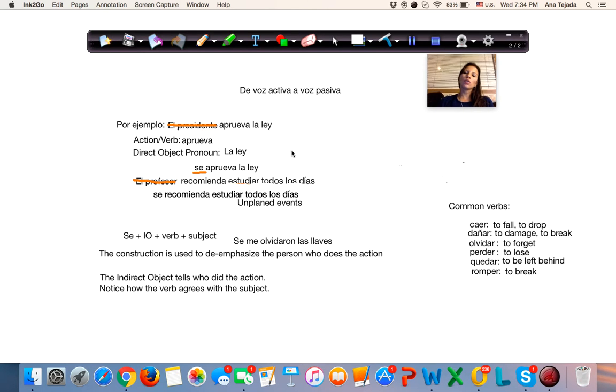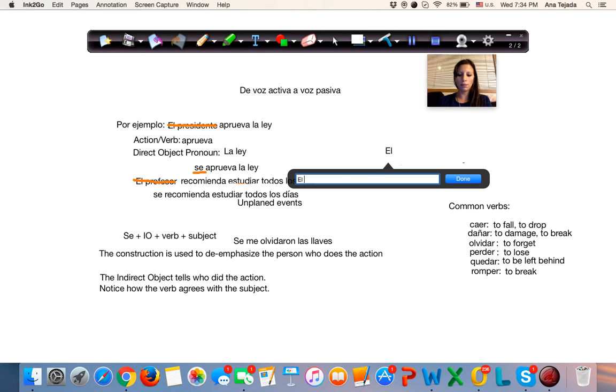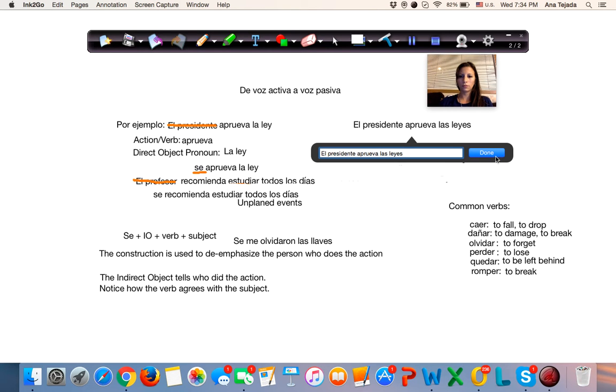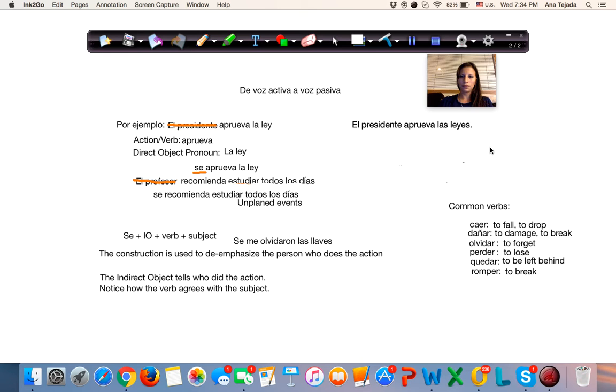Let's make this first one a plural sentence so you can see the difference. El presidente aprueba las leyes. So again, what's our action or verb? Las leyes, approve, to approve. What's our direct object? What's being approved? Las leyes. And then our agent, el presidente.